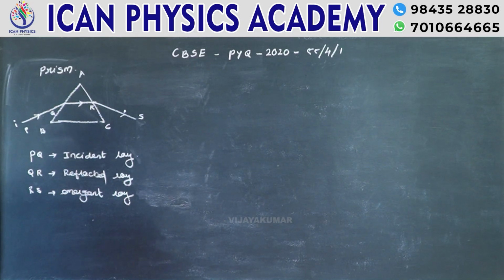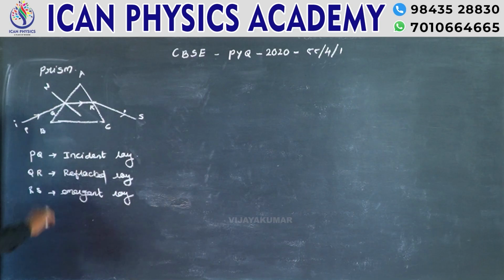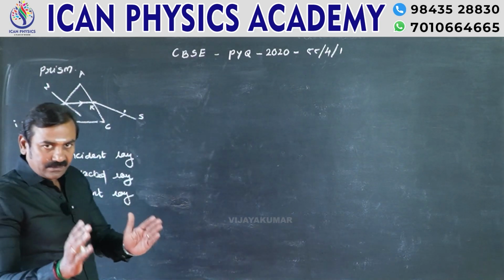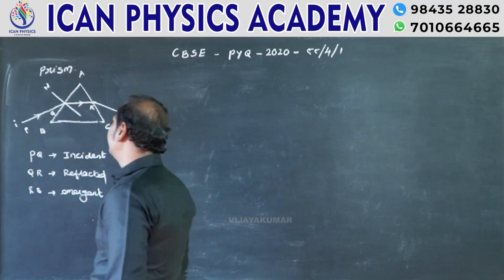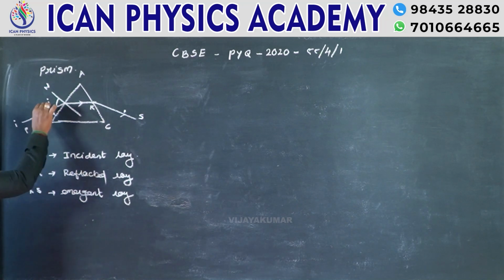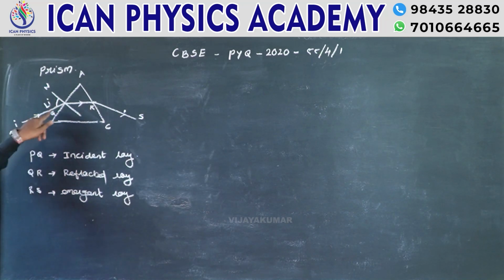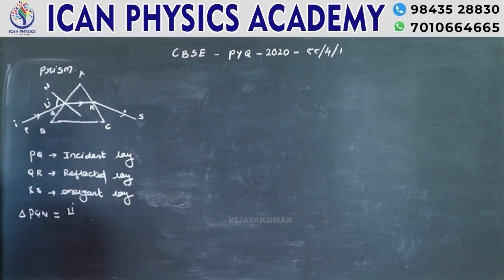Now at this point Q, we can draw a normal. The angle between the normal and the incident ray is called the angle of incidence. So in the triangle, PQN is the angle of incidence, I.